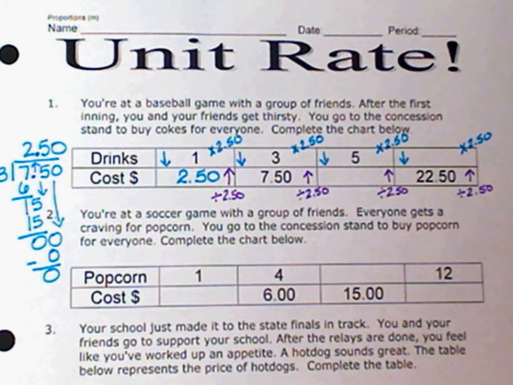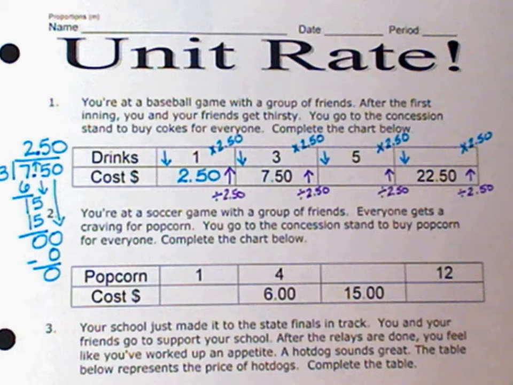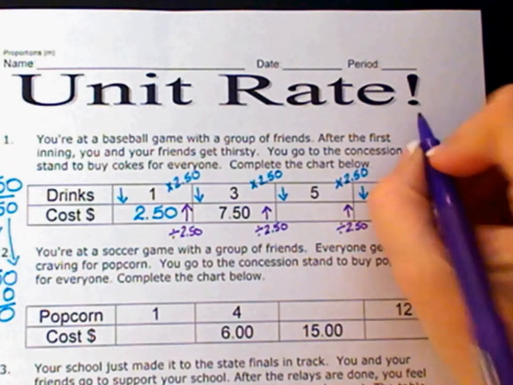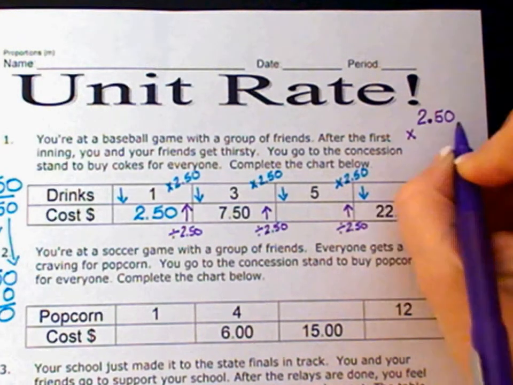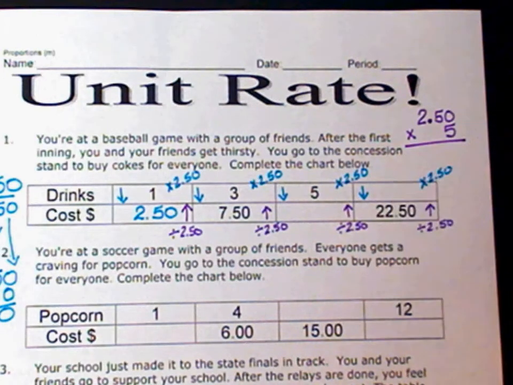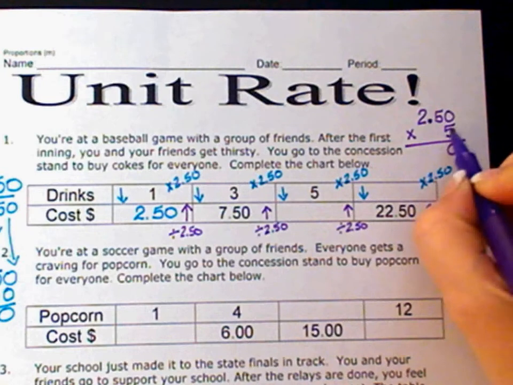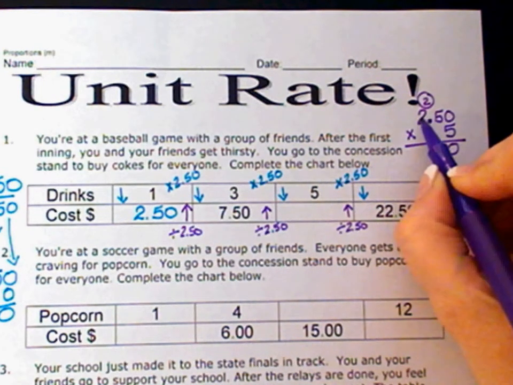So now I have my 1 drink costs $2.50, 3 drinks cost $7.50. So I'm looking for how much does 5 drinks cost? Well, if I'm going from my 5 trying to find my cost, I want to multiply. So I am going to multiply $2.50 times 5. We'll worry about the decimal at the end.